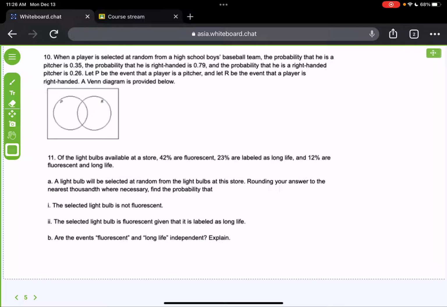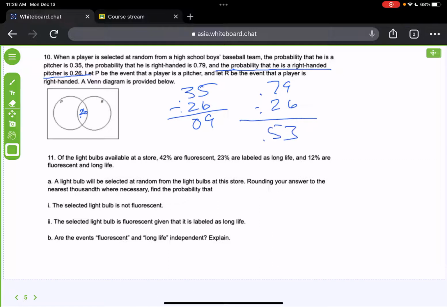So we have to fill this out. And we know that he is right-handed and a pitcher is 0.26. So this is going to be 0.26. Now we're going to have to take 0.35 and subtract the 0.26, and that's going to give us 0.09. And then we're going to do the same thing for right-handed, and that's going to give us 0.53. And that should fill in that Venn diagram for you completely.